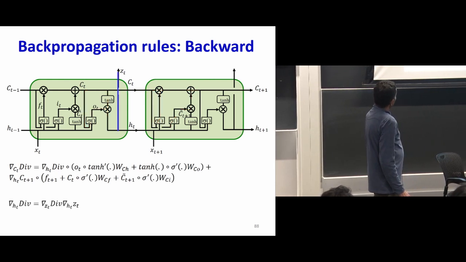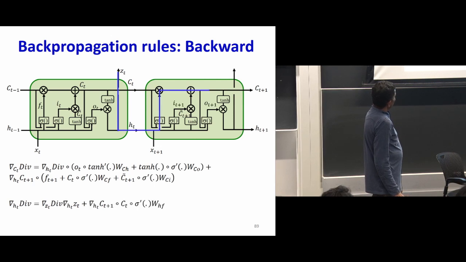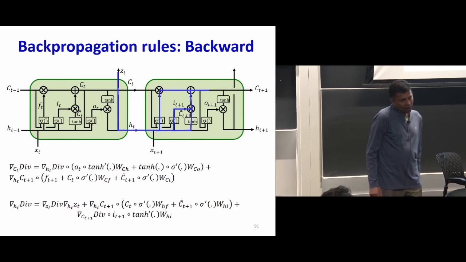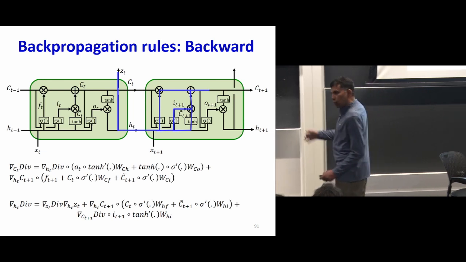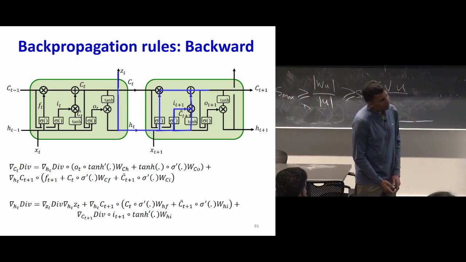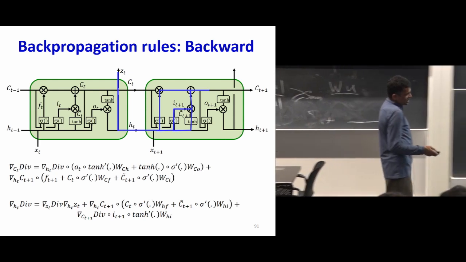Same thing, if I want to take the derivative with respect to, say, the H, here are the various paths that I would have to consider, right? 1, 2, 3, 4, and it goes on. So again, you could write these things down. You'd have to draw that picture slightly differently. It's not difficult. It's tedious.